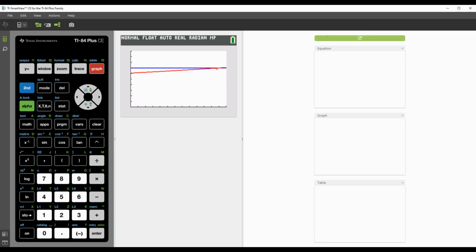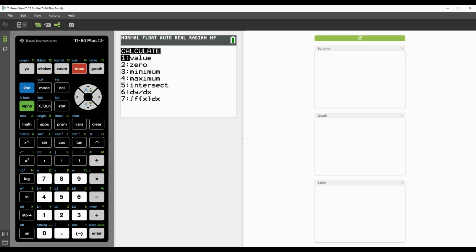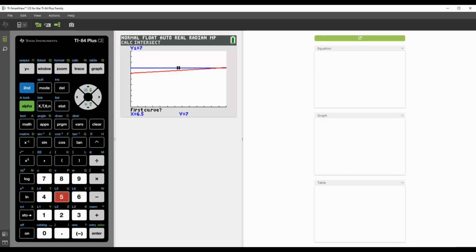And it does hit. It's a little bit hard to see where. So I'm going to go ahead and use my intersect function and see if it can find that point for me. There's my first curve, second curve. It asks for a guess, but I'm not going to make one. Let's see if it finds it. It does at 11.8. So it's hard to see visually, but your calculator can see it just fine.